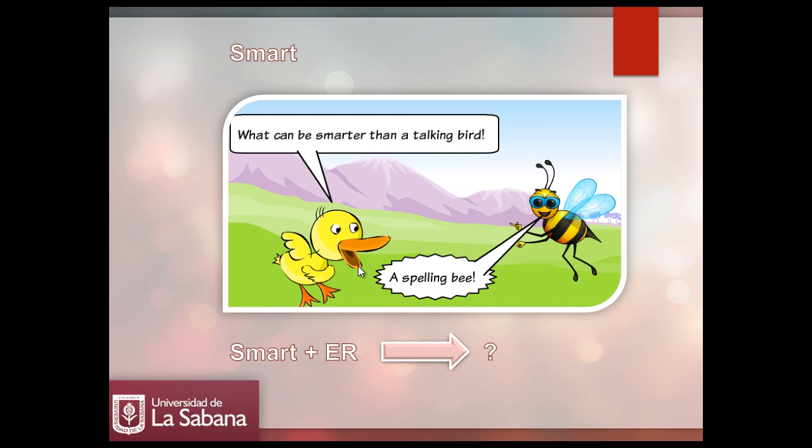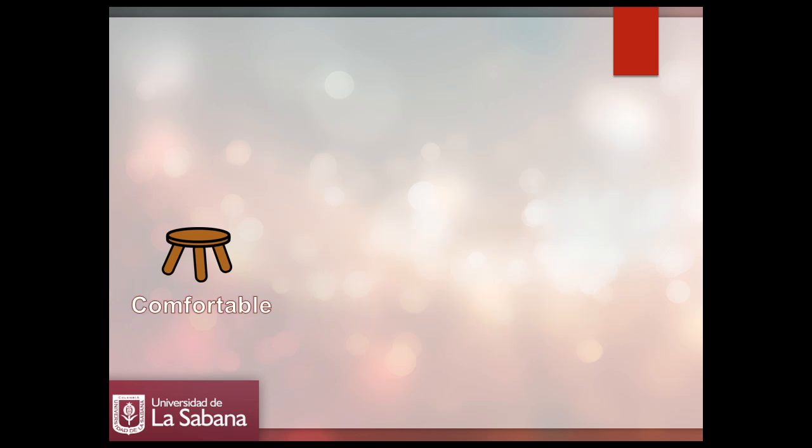Smarter. What can be smarter than a talking bird? A spelling bee. Can you form the superlative? And of course, it's the smartest. Notice once again the definite article the and est at the end of the adjective. When the adjective is short, we simply add er or the est to the adjective.